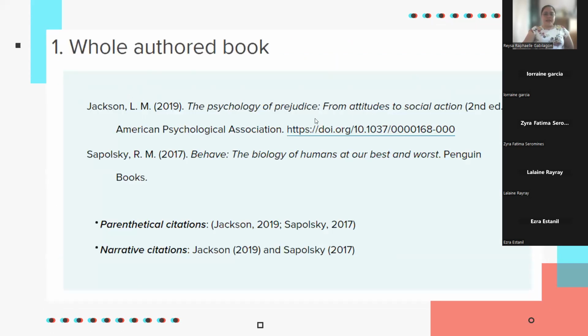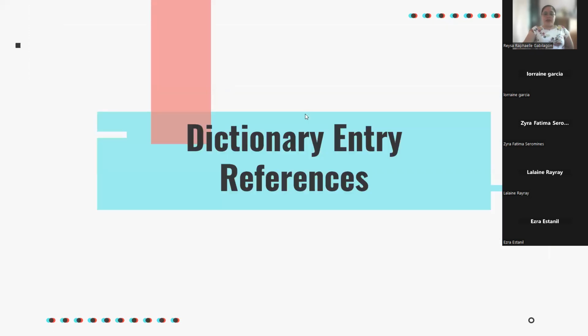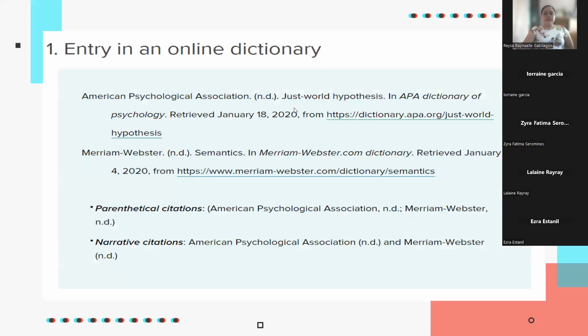Okay, so that's for the books, but most likely we have whole authored book. So madali lang, ha? Madali lang yung sa whole authored book. Nawala lang yung sa new format, nawala lang yung location ng publisher. Okay? Now, how about dictionary references? If like you're trying to define terminologies in your study or in your paper. If it's coming from an online dictionary, you have here the name of the dictionary. Most likely, wala yung date. So, pag walang date yung reference nyo, lagay nyo sa open and close parentheses, ND ha, ND, meaning no date.